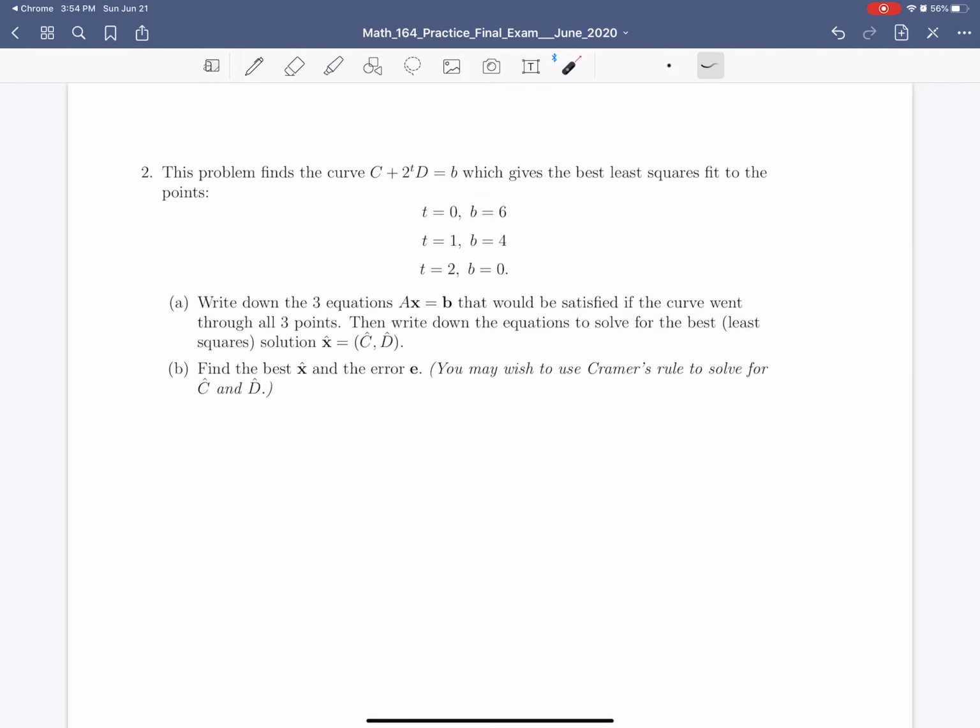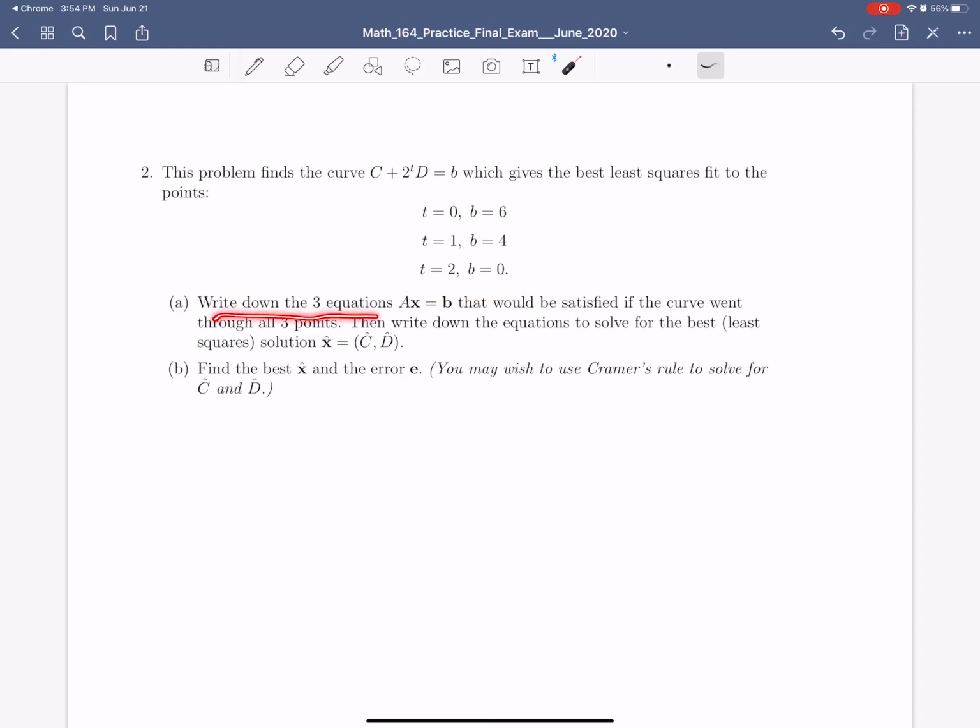Okay, the problem is to find the curve C plus 2 to the power T times D equals B, which gives the best least squares fit to the points. So we're given 3 points here. You see the 0 will be replacing T and the 6 will be replacing B. So this gives us 3 equations in 2 unknowns. C and D are the unknowns.